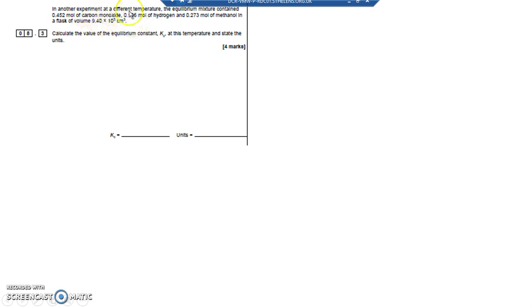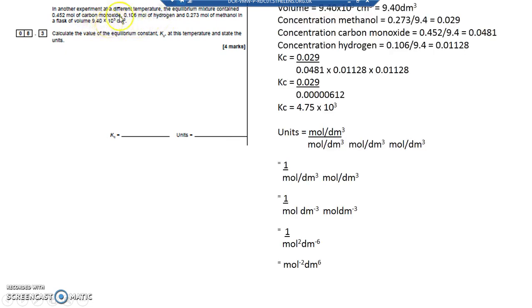And then if I divide each of these molar amounts, moles, by 9.4, I'll get the concentration of each of them. So the concentration of methanol 0.029, concentration of carbon monoxide 0.0481, concentration of hydrogen 0.1128. So I'm dividing by 9.4 the volume in decimeter cubed. They're all in the same flask, so the volume is the same, 9.4. I put these numbers into Kc and it comes out as a number 4.75 times 10 to the power of 3. What are the units then?